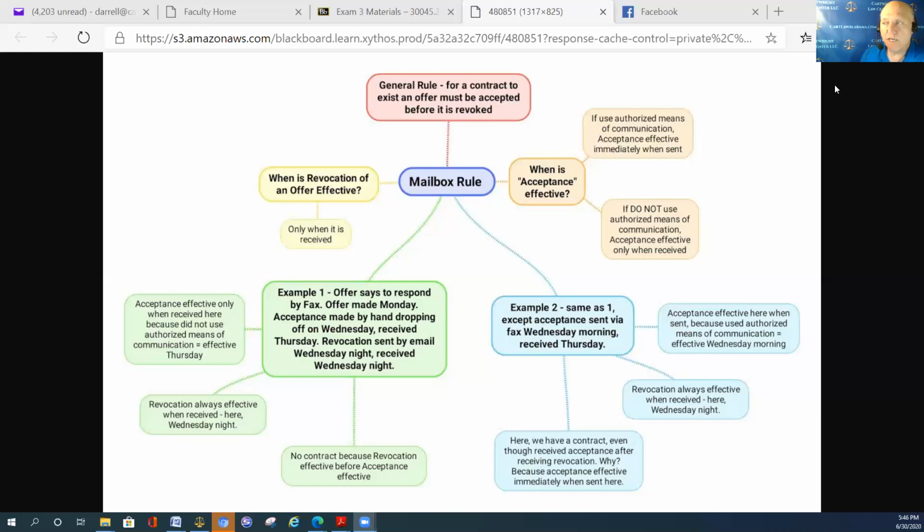The first one says, an offer is made. It says, hey, respond to this offer by fax. The offer was made Monday. The acceptance was made by hand delivery on Wednesday. But the person was out of the office, the door was shut, they just slid it under the door, whatever. It wasn't received until Thursday. When is that acceptance effective?